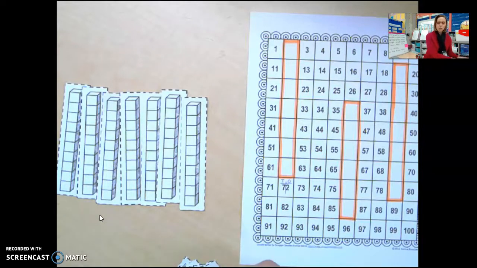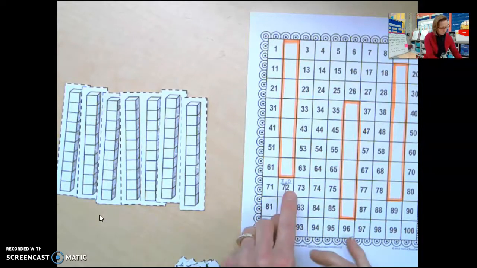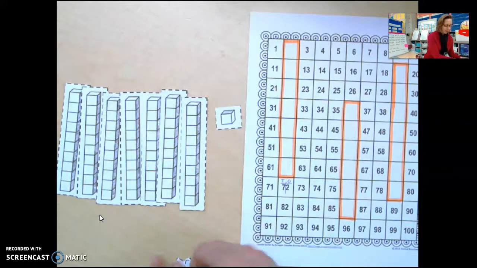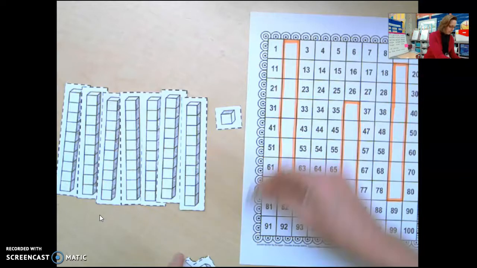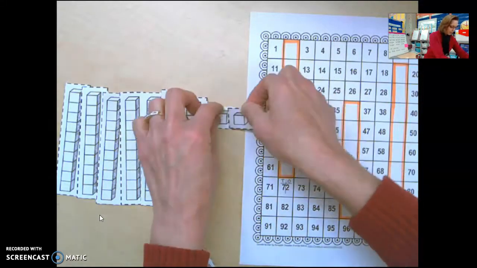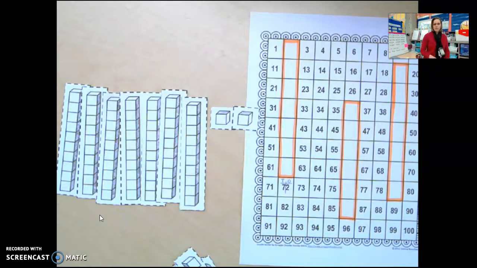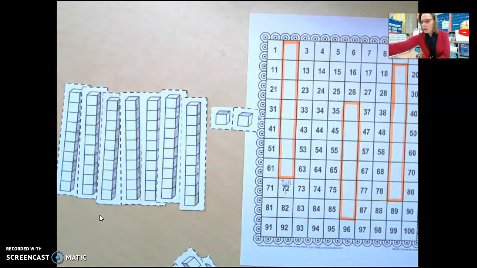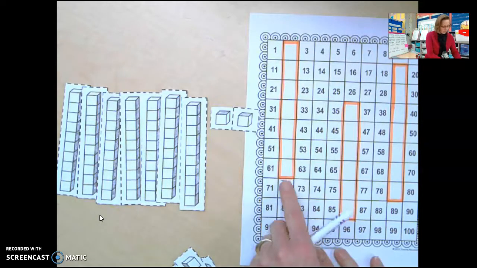And then we need 2 cubes because there's 2 ones. So we're going to put our cubes kind of together as partners like we did before. All right, so I've got my cubes here. So 2 cubes. So that's 72. All right, so now I need to go up to this box up here.